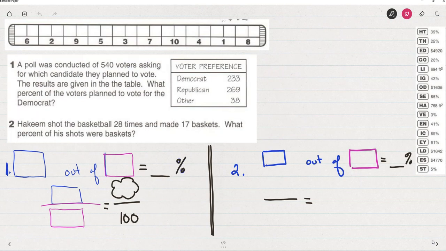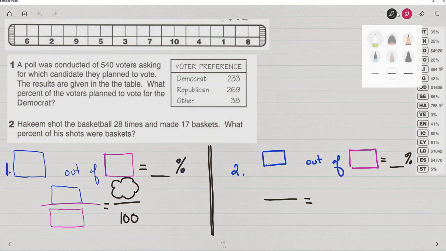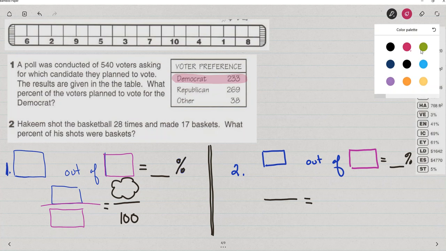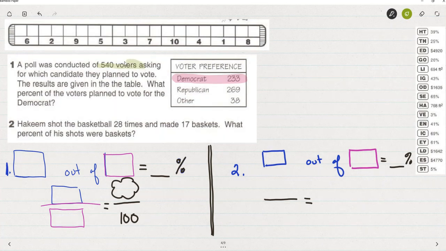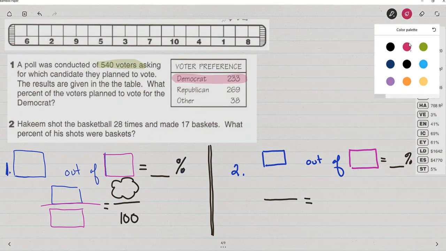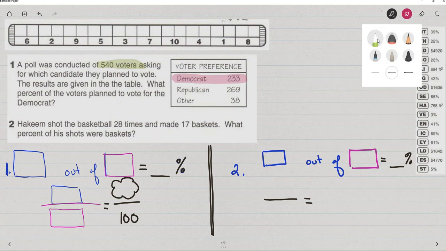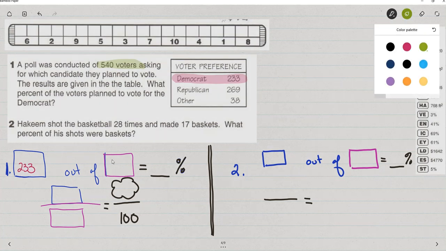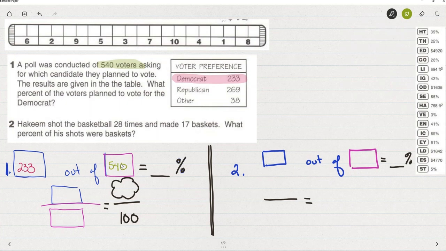Number 1, a poll was conducted of 540 voters asking for which candidate they planned to vote. The results are given in the table. What percent of the voters plan to vote for the Democrat? Well, the Democrat has 233 votes, and the total number of voters was 540. So what I'm looking for is, let me switch it over to the pen here, what percent is the 233 votes out of the total of 540 votes.